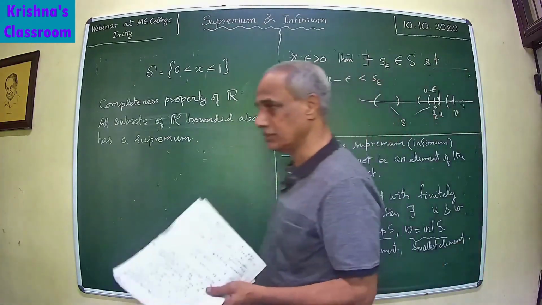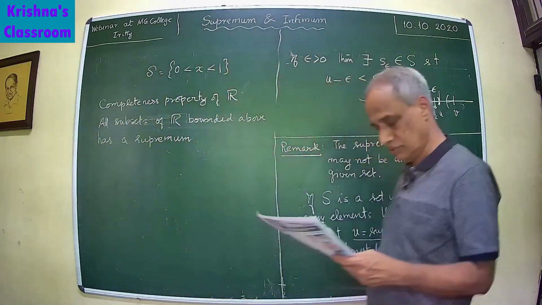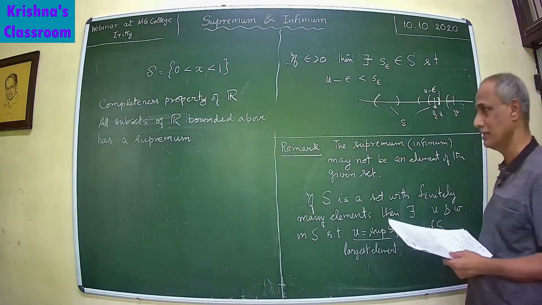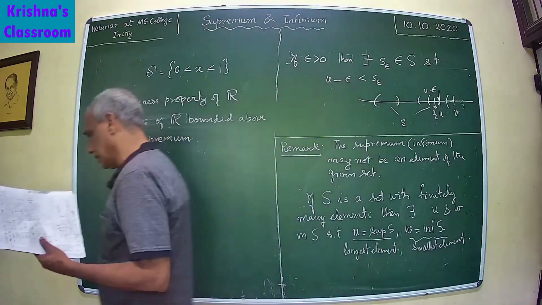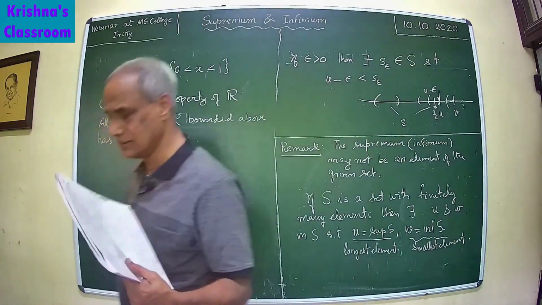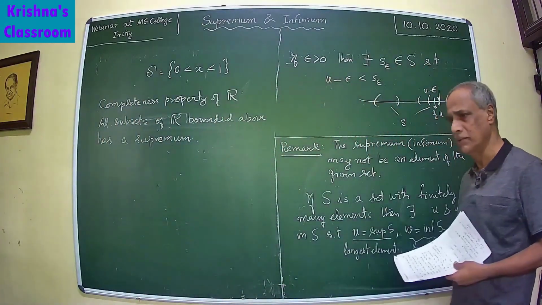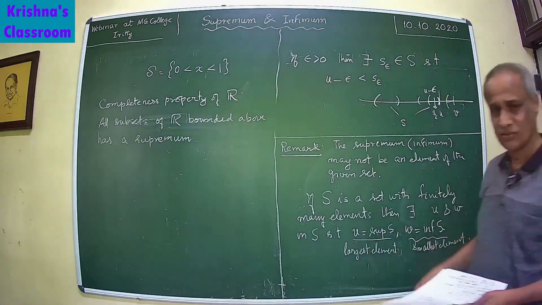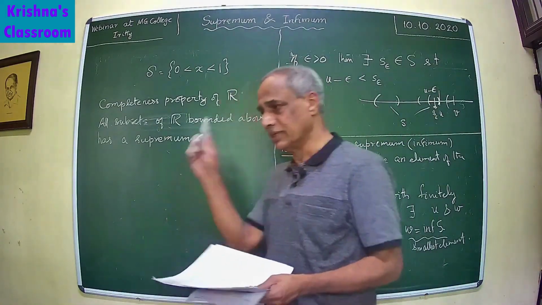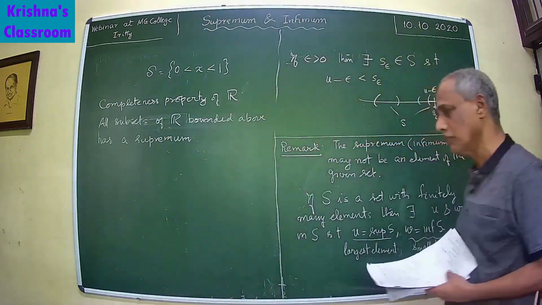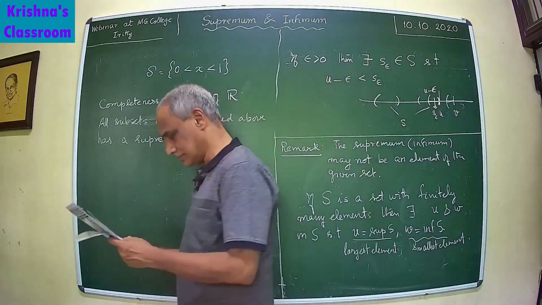Now, using some other properties, you can connect the two things together. You look at the set of all x belonging to S, then you construct another set minus x for x belonging to S, and then consider the relation between the supremum and the infimum of these two sets. That's all it is.